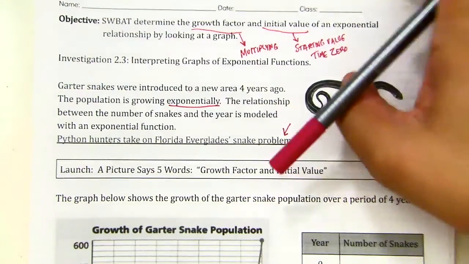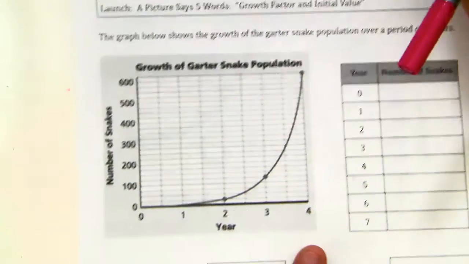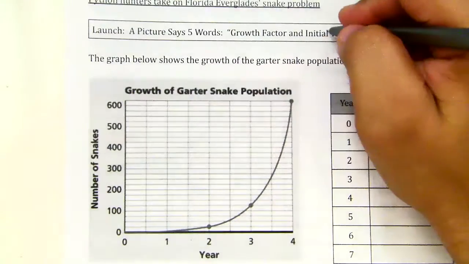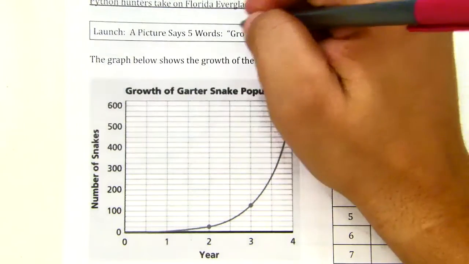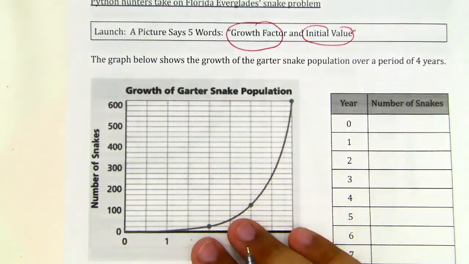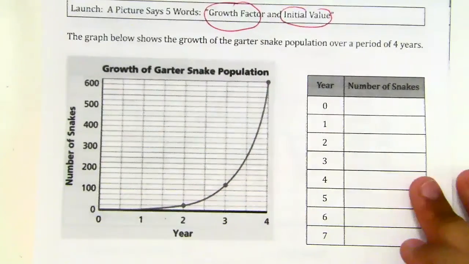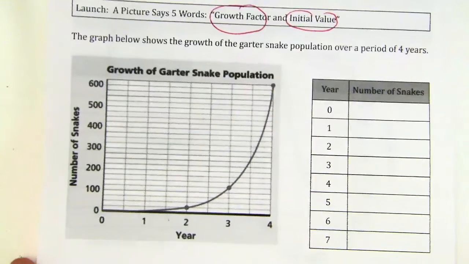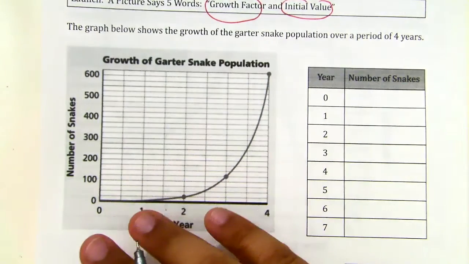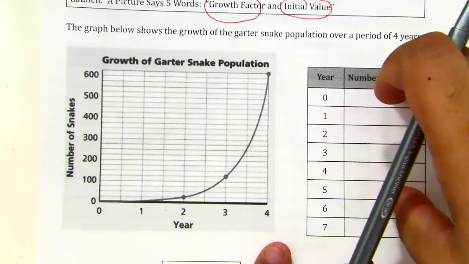Okay, now what we're doing today, like I said, is looking at a graph and trying to figure out some information from it. Two things we're trying to figure out are the initial value and the growth factor, and we can find that by looking at the graph. But to help us find that, we're going to make a table of values, because it's a lot easier to see it from the table than from the graph. So we're going to use this graph to fill out this table.